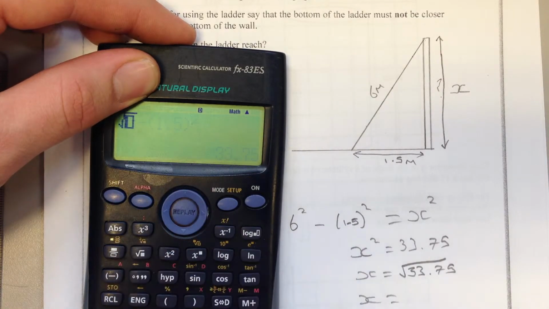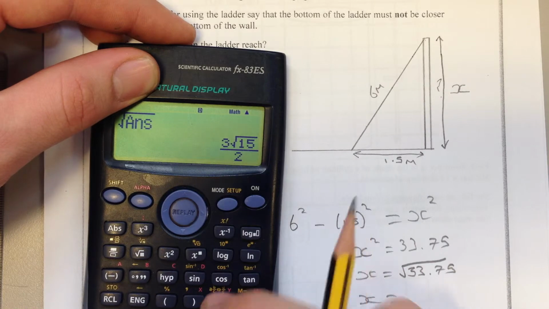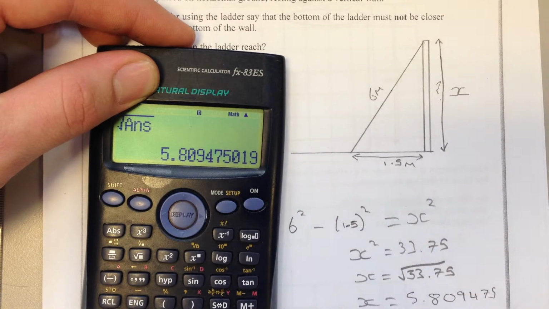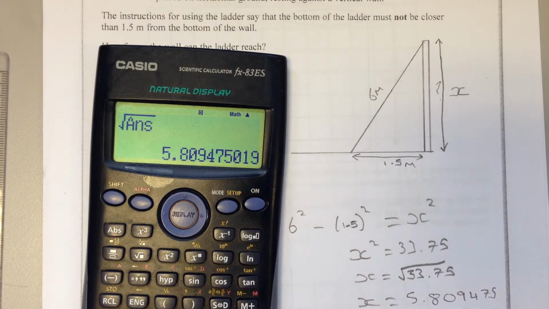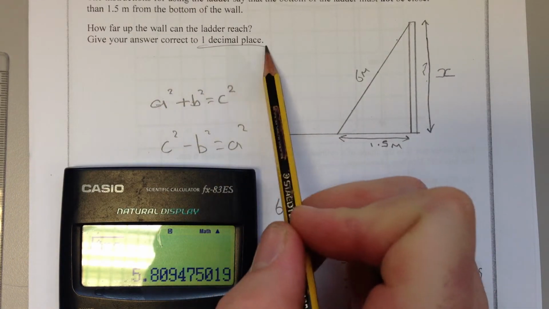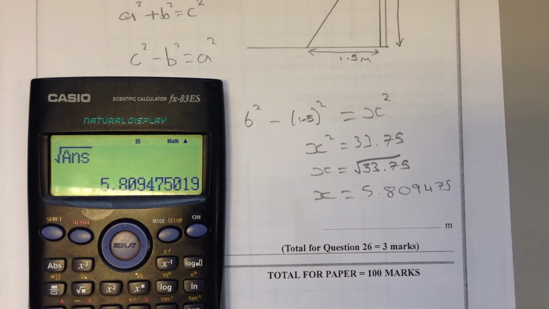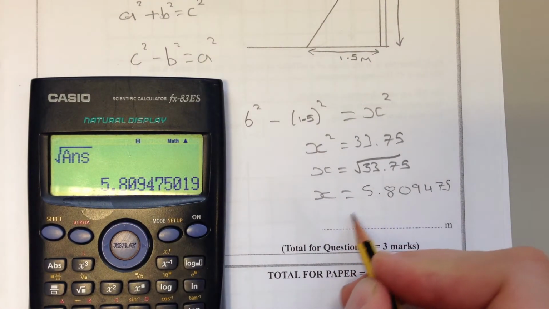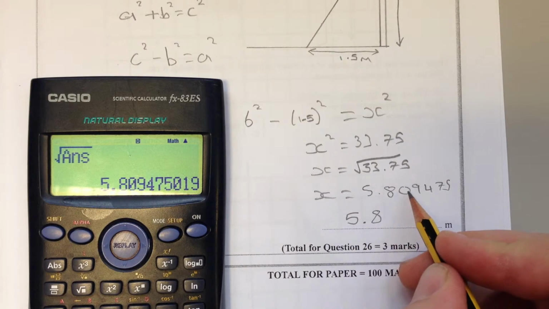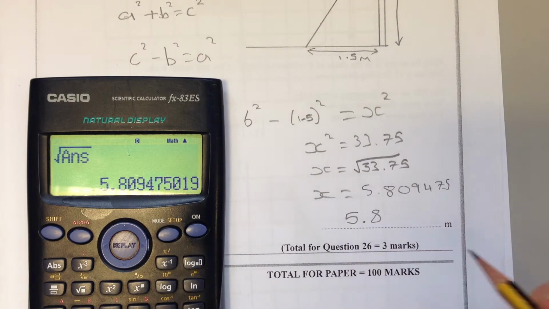So square root, the answer is 5.80947, and it goes on forever. Doesn't matter. What we can then do, is what the question's asking, is give the answer correct to one decimal place. So to one decimal place, we've got 5.8. Since the next number is a 0, it's not going to round up, so it stays at 5.8 meters.